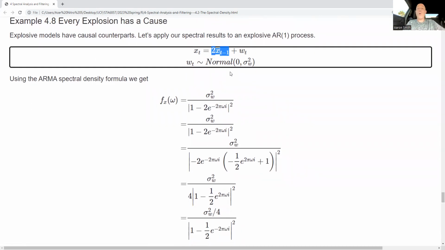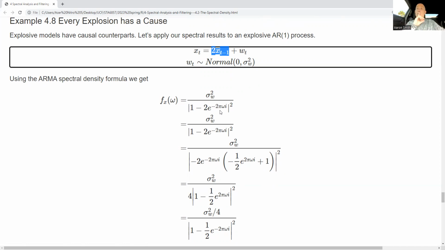All right, so what I'm going to do is invoke that autoregressive moving average spectral density property here. So you'll notice that I've got 1 for my moving average polynomial, and I've got 1 minus 2 e for my autoregressive polynomial. So I put them in the appropriate positions. Okay, so I've got that. I'm in a good position.